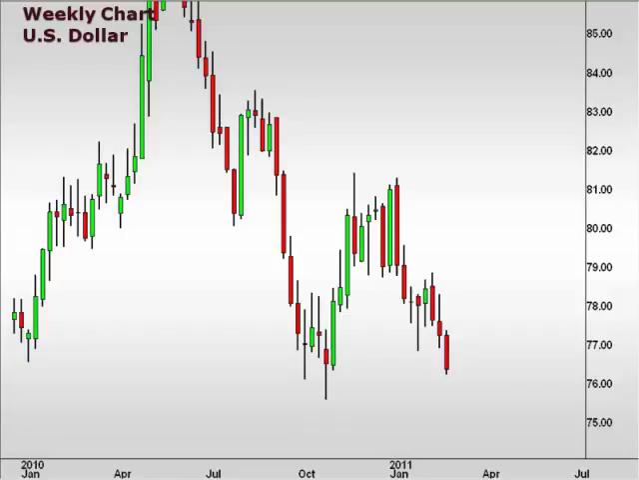As always, let's start off with a look at a weekly chart of the US dollar index. It's a great way to gain perspective as to how the US dollar has been trading against a basket of currencies. Well, the dollar index continued to lose ground last week, closing just shy of our 76 support.